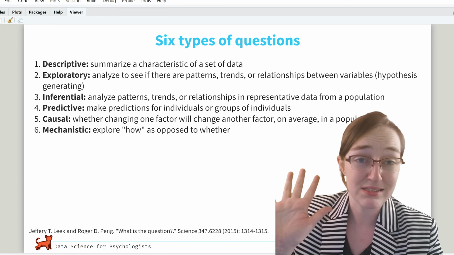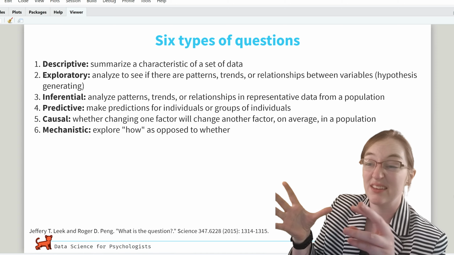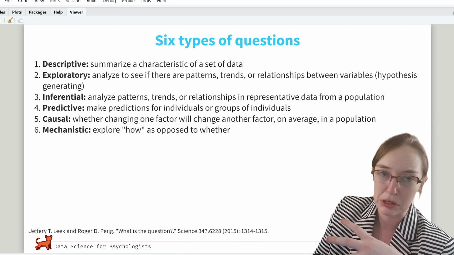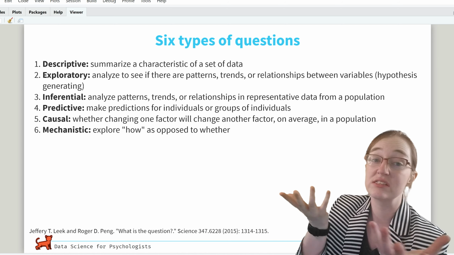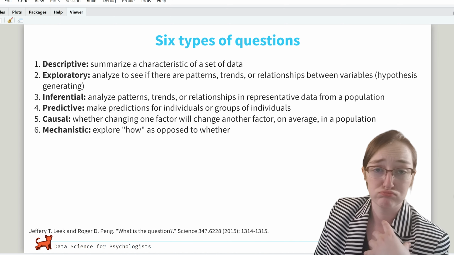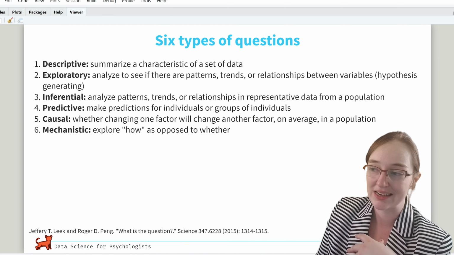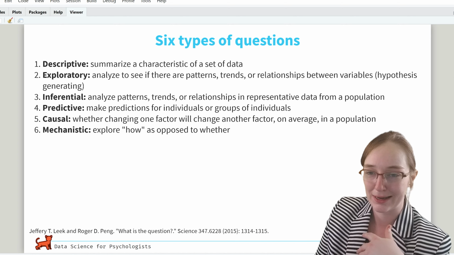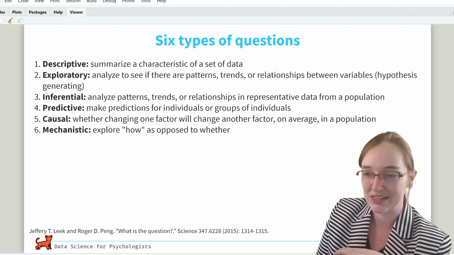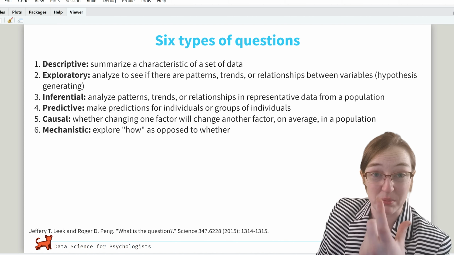Okay, so that's exploratory. It's just to see what's in there, what the relationships are, and if there's stuff worth poking into. Next, we got inferential, and this is analyzing those trends and relationships in representative data from a population.